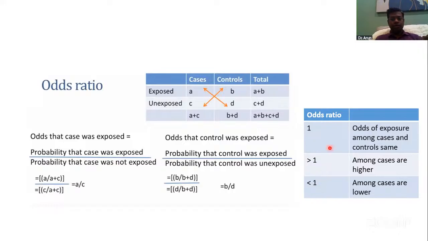How to interpret this ratio? Odds ratio, if 1, that means odds of exposure among cases and controls are the same. Exposure is not associated with the disease. If greater than 1, odds of exposure among cases are higher compared to controls. If less than 1, odds of exposure among cases are lower compared to the other group. This is how we should interpret odds ratio. Again, I'm telling you, in a cohort study we can calculate incidence and relative risk. In case control studies, we can calculate odds ratio.